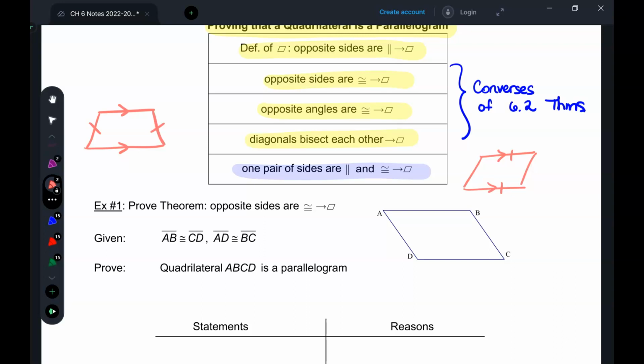Is there a sign for parallelogram? Sure, it's like a little square. What's wrong with that? I thought that was a parallelogram. No, just parallelogram. Okay.